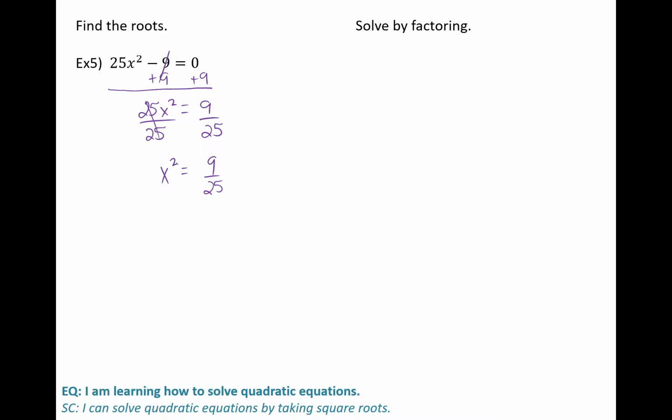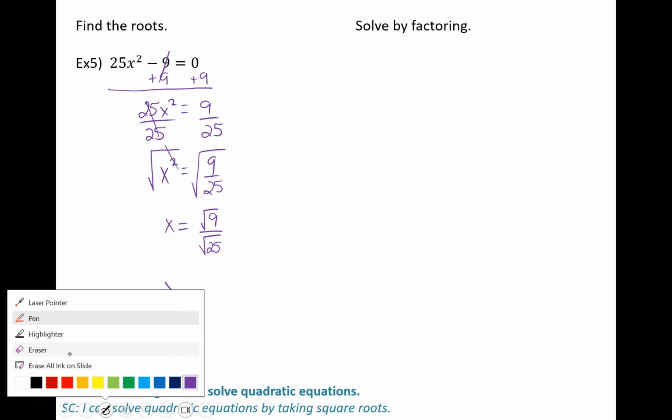And to get rid of the squared, we do the opposite, which is take the square root of both sides, square and square root cancel, I get x equals. So here I have this crazy square root of 9 over 25. Once upon a time when we were simplifying square roots, we talked about how we can actually split that into square root of 9 over square root of 25. If I do that, I happen to know the square root of 9, and I'm getting ahead of myself.